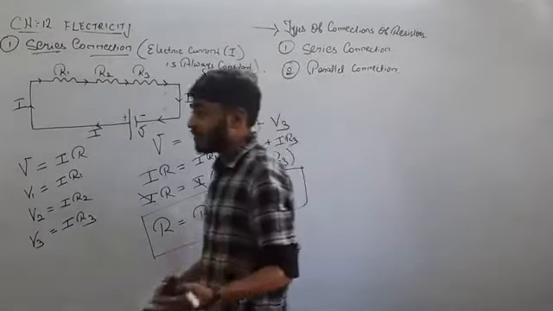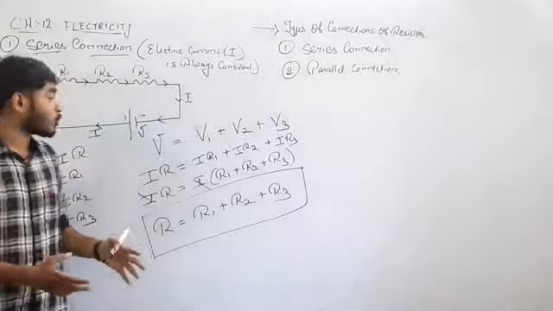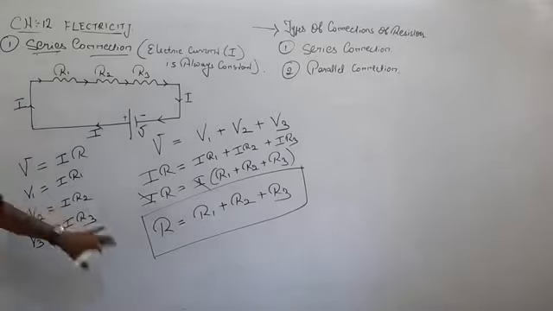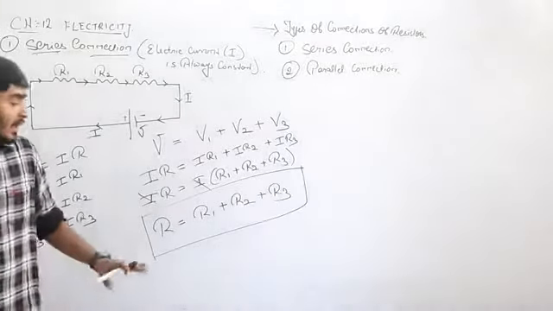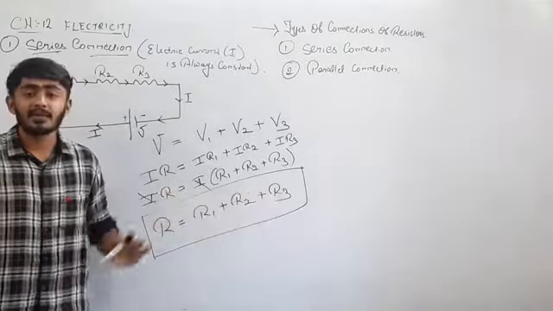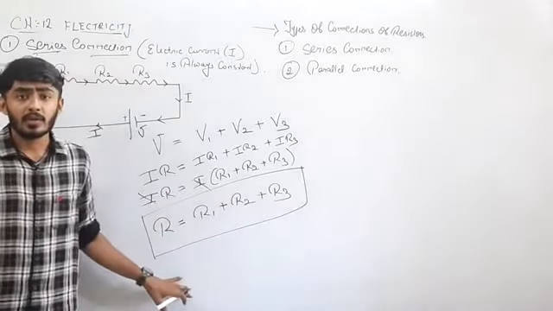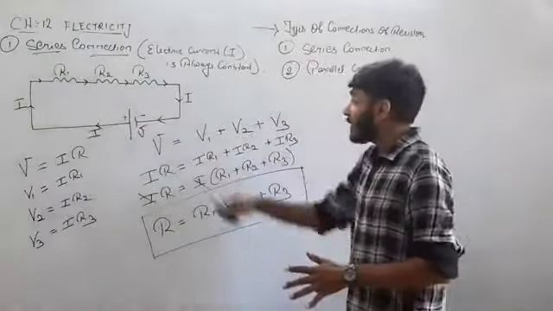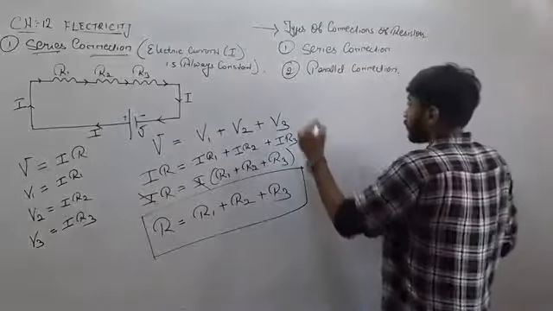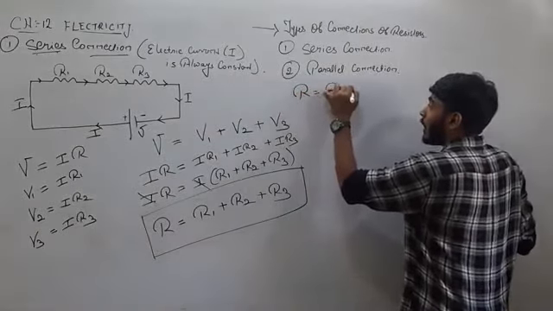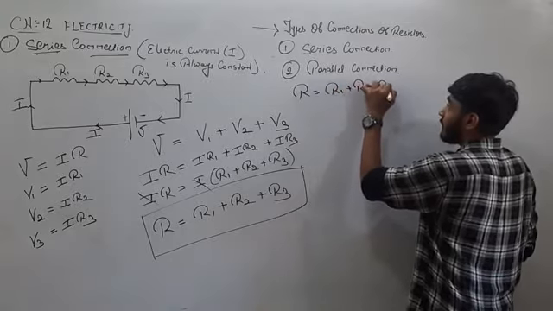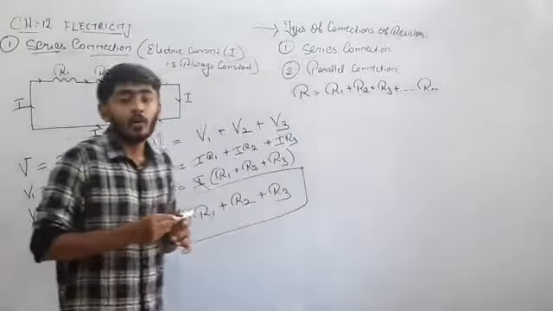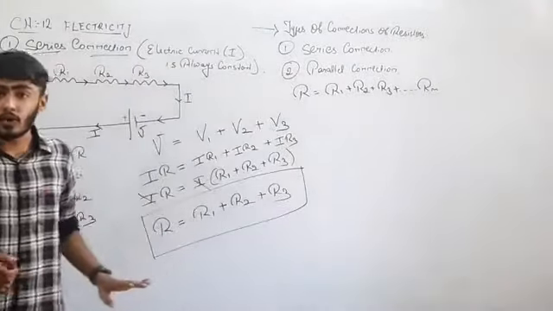So if in the examination they give us some numerical in which we need to solve resistances given in series connection, we need to use the general formula, R equals R1 plus R2 plus R3. I hope you are clear with this. If you are not clear, let us take one example in the same circuit. They can give as many resistances as you want. You can also write this as R equals R1 plus R2 plus R3 plus till Rn. You can write as many as you want.